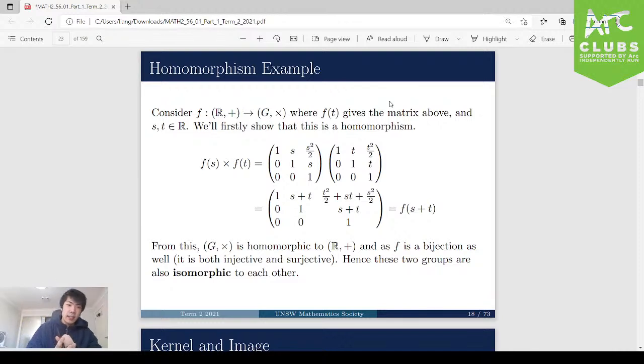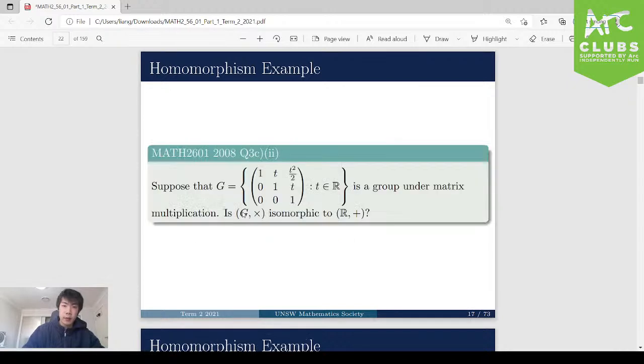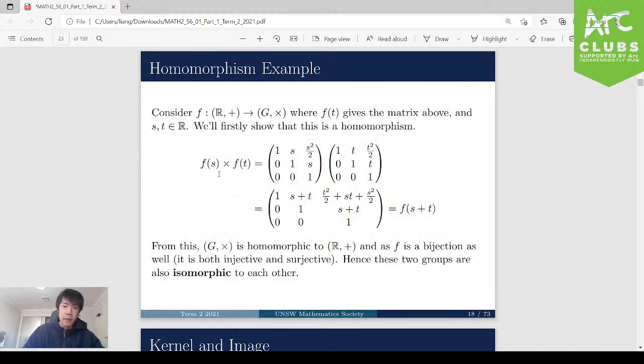If we take Fs and Ft, right? So I guess we should define this properly first. We're going to define this matrix here as just being Ft, just for the sake of easier notation, so we can interchange this value here. So we have Fs and Ft. Fs will just be that same matrix before, but we replace every T with S, and Ft is just the same matrix as before.